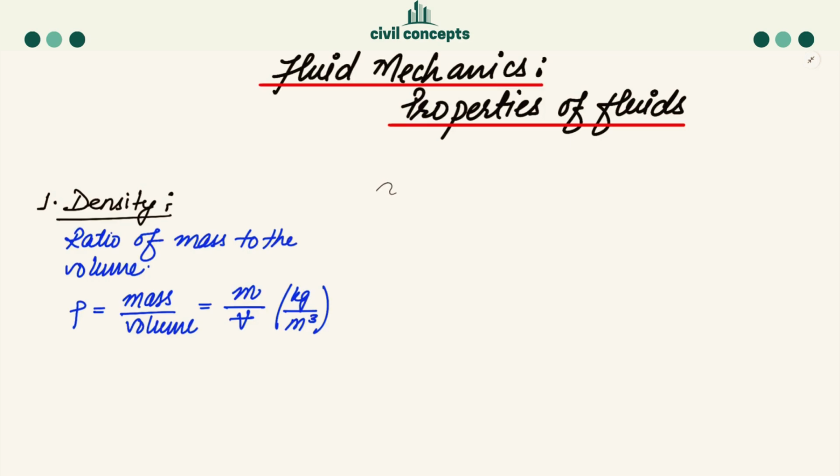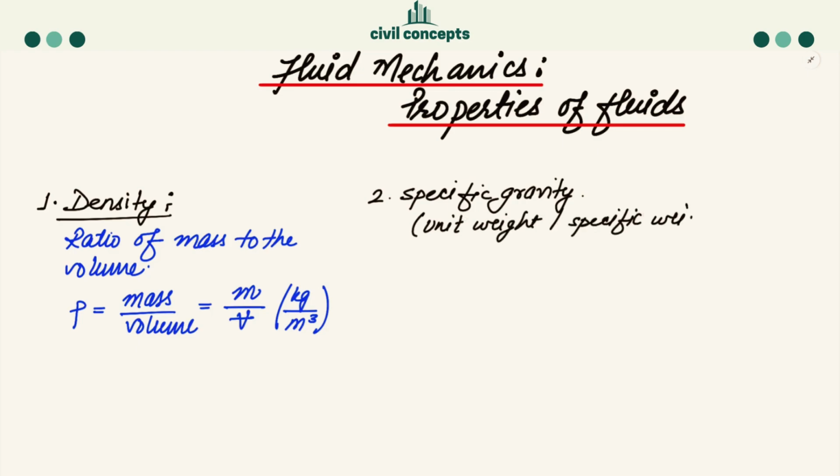Another important property which comes into significance is specific gravity. I can also call it unit weight, or I can also call it specific weight. Somewhere in strength of material, somewhere in geotechnical engineering, you will be using the synonymous terms. This is defined as the ratio of weight of a body to the volume.